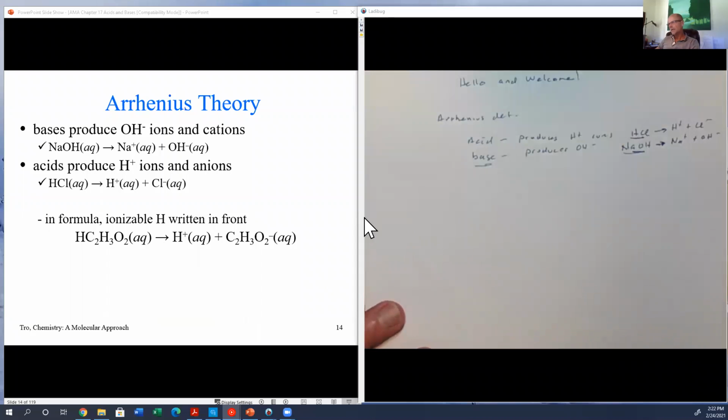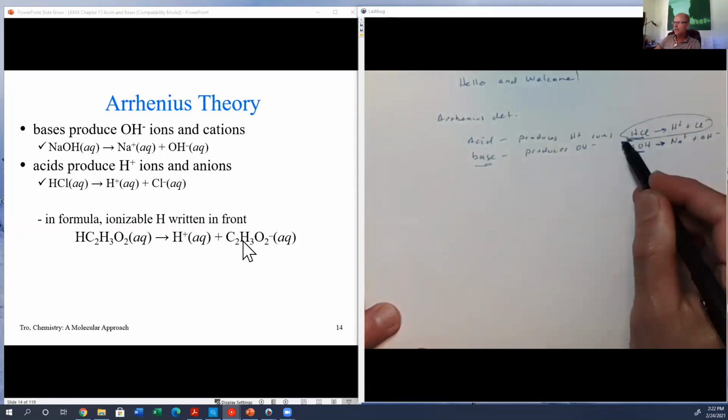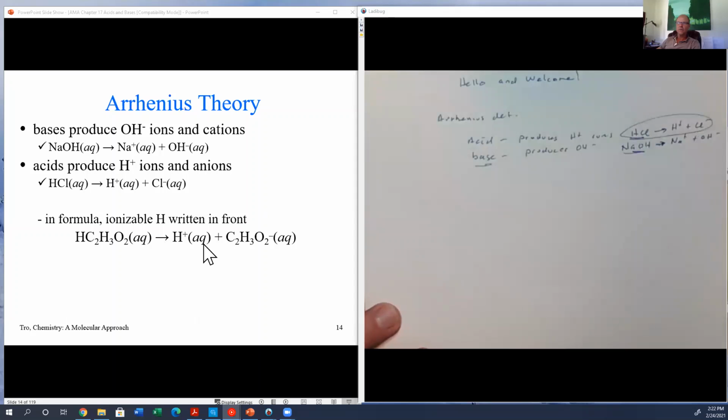In these formulas, remember, we're always going to write that acidic hydrogen out front. Here's acetic acid, and it dissociates to form H+ and C2H3O2-. You can see it follows the same pattern as HCl. We're going to see this kind of equation quite a bit.